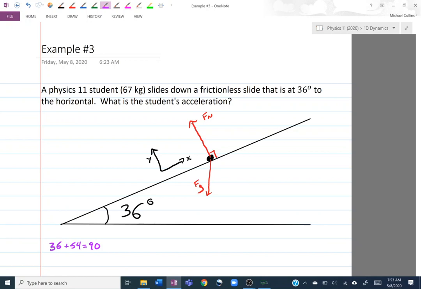You will notice then that your normal force is all in your y plane. It's straight up and down. It's parallel with that y-axis. But our force due to gravity is not. We are going to have to break it up into components. You can break it up into components two ways that make sense here. You want them to be perpendicular to and parallel to.